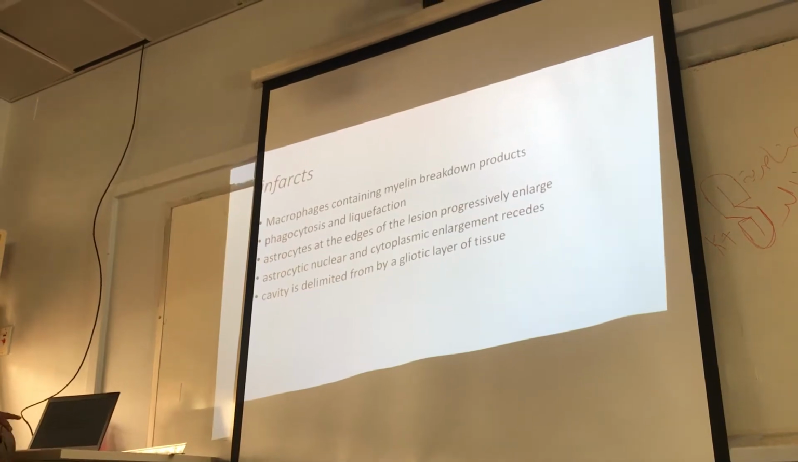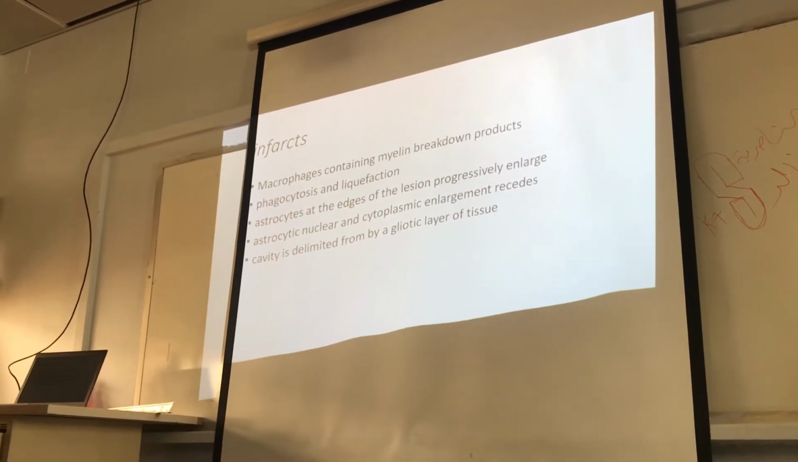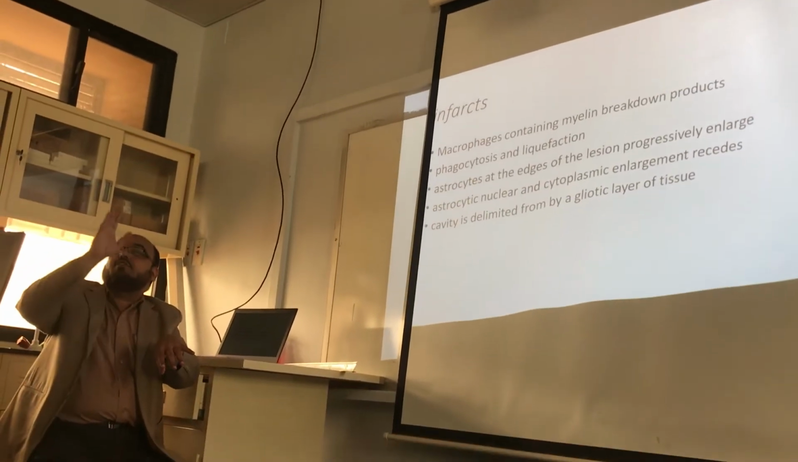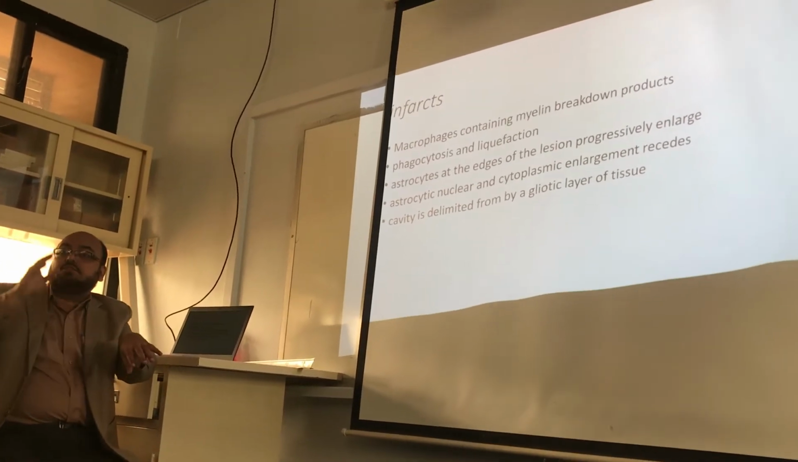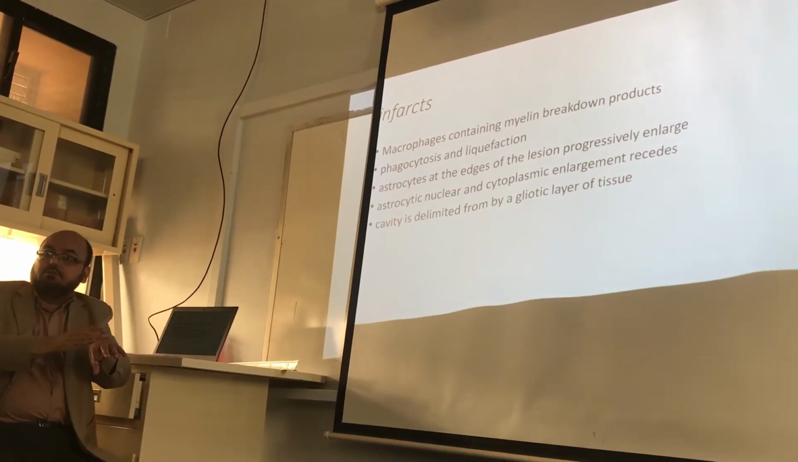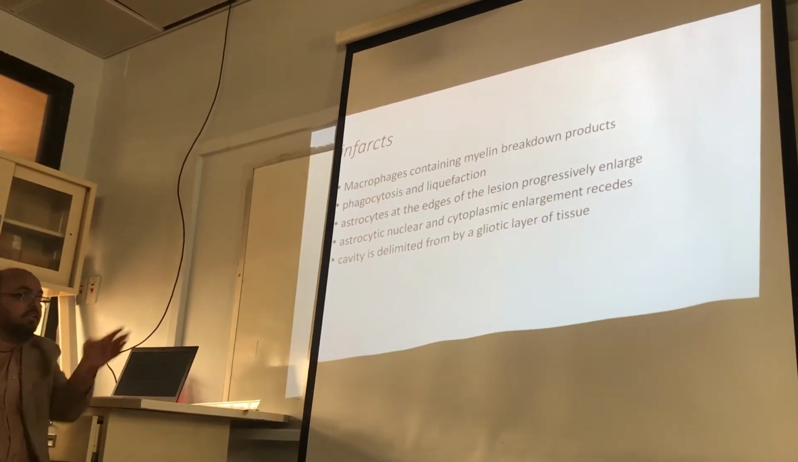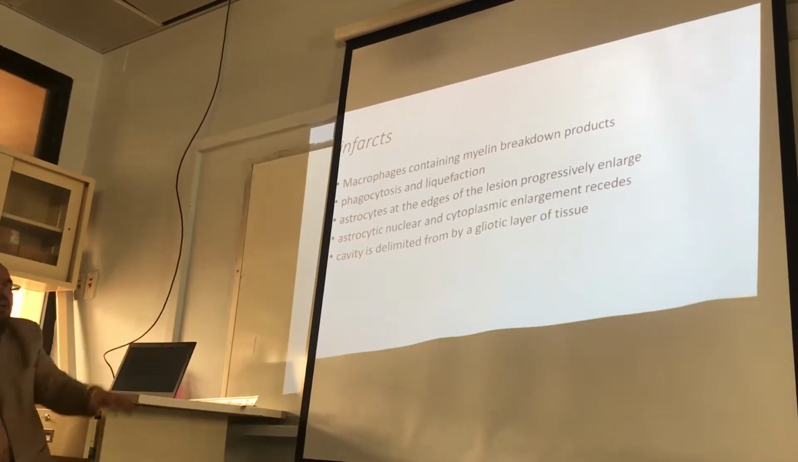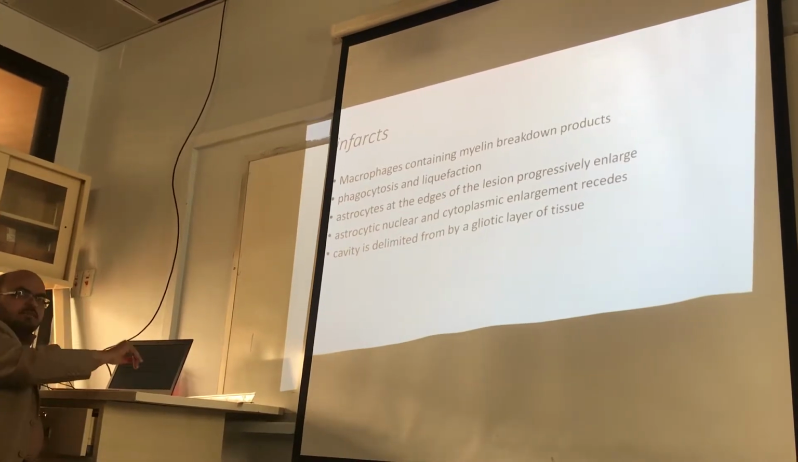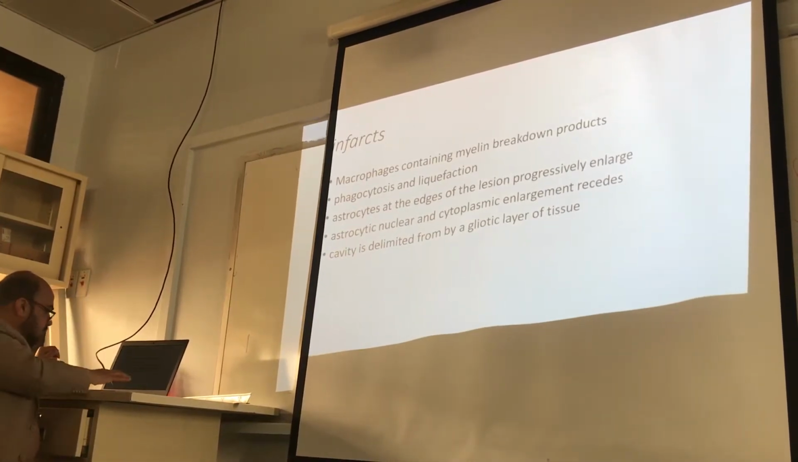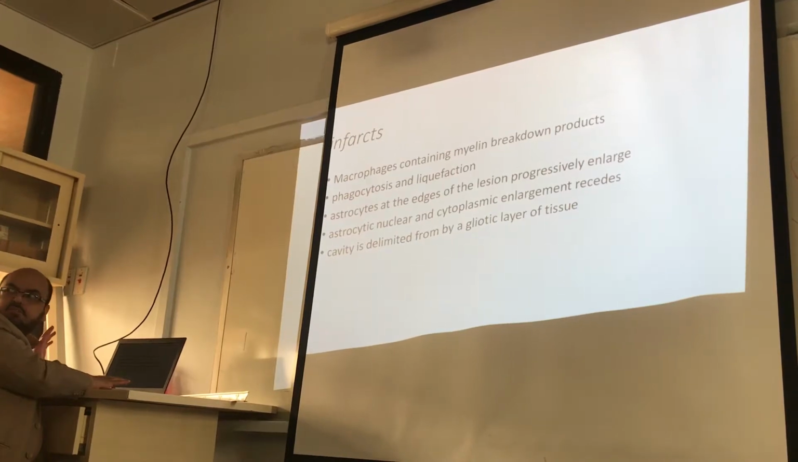Vascularity initially increases. The scar is red. Later the vascularity disappears, because that much vascularity is not needed now. It has done the job of fibrosis, so it recedes and becomes normal again. The cavity is limited by gliosis. Clear?